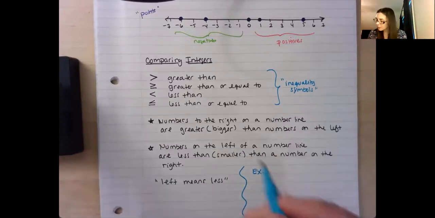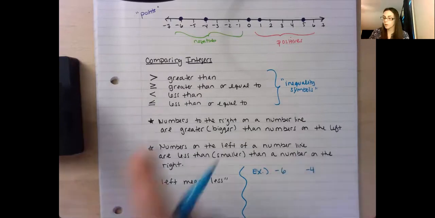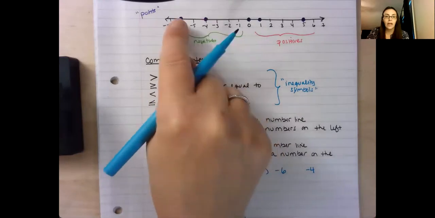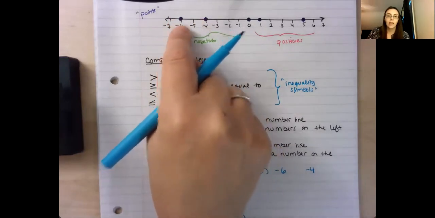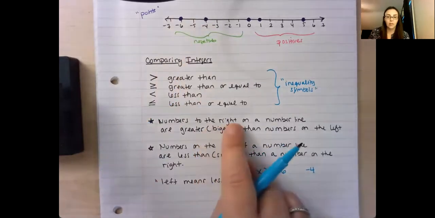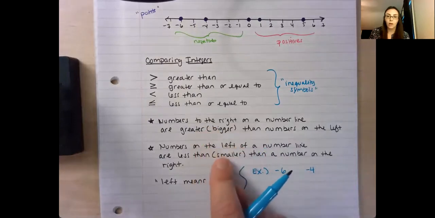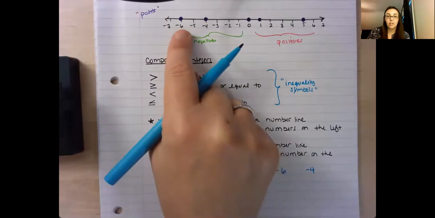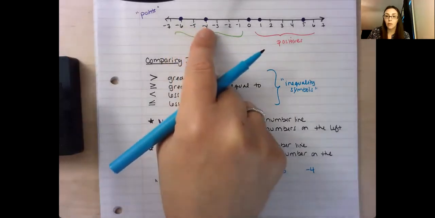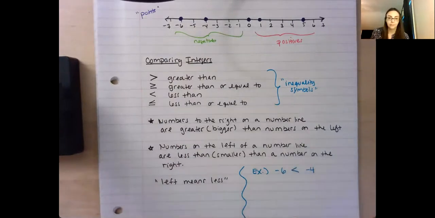So let's say I wanted to compare -6 and -4. So those are 2 points that I already have. If I look at -6 and -4, I see -6 is on the left and -4 is on the right. So what happens is that numbers to the right are bigger and numbers on the left are smaller. So -6 is smaller than -4. So -6 is less than -4.